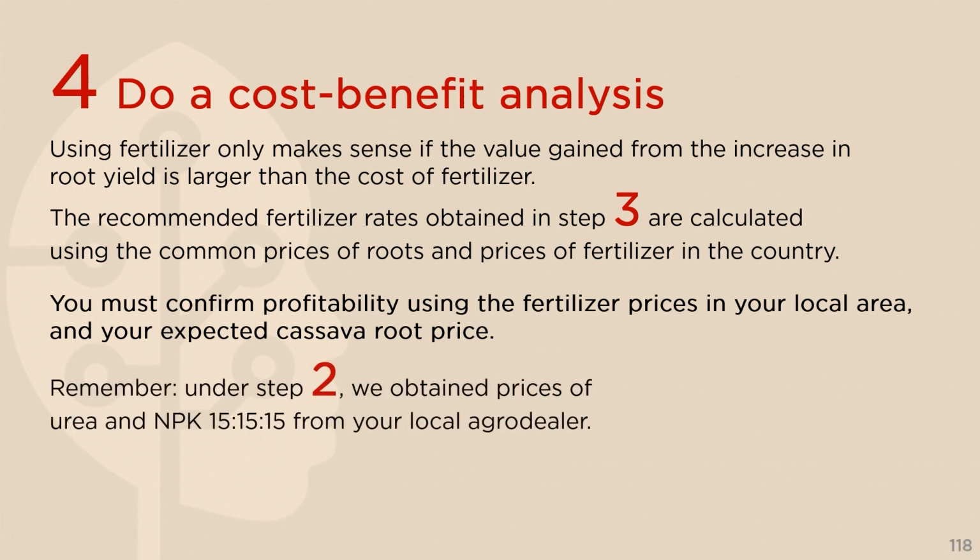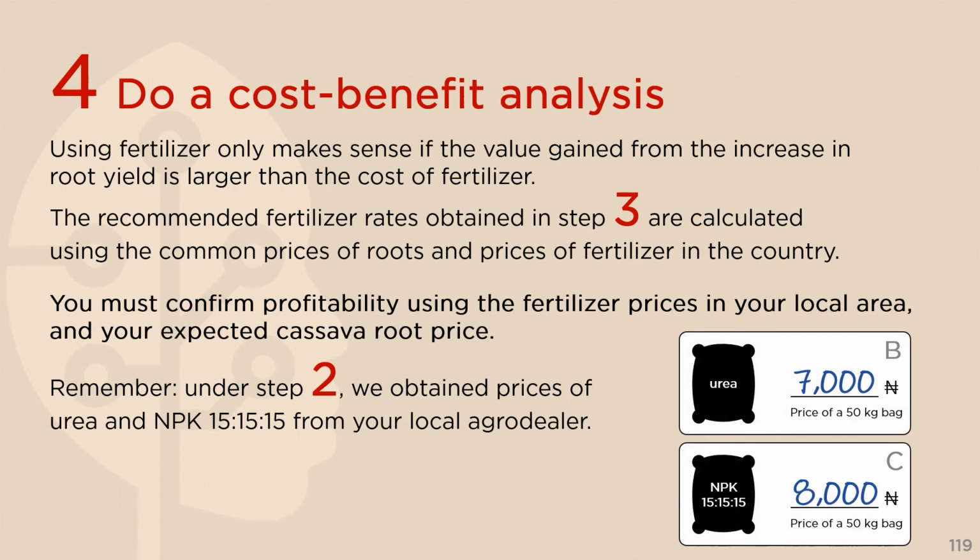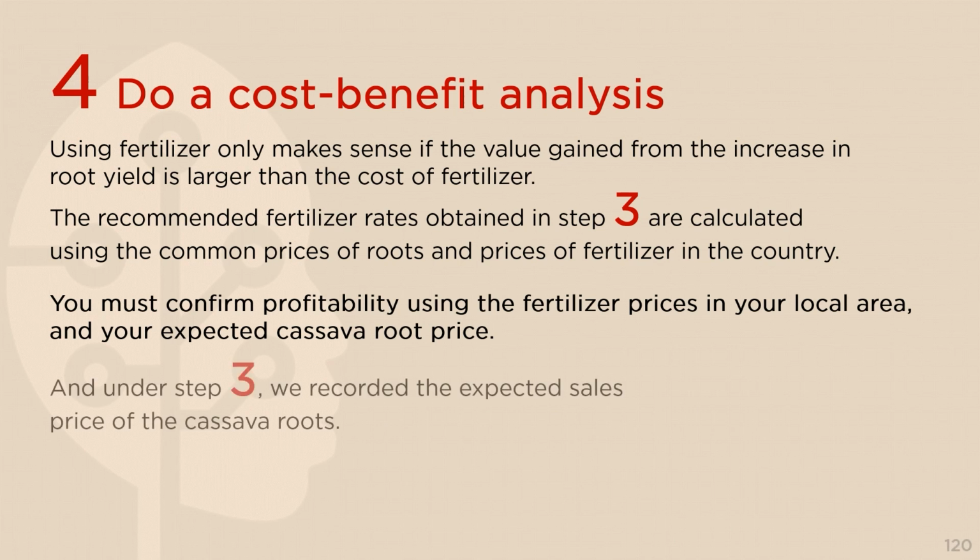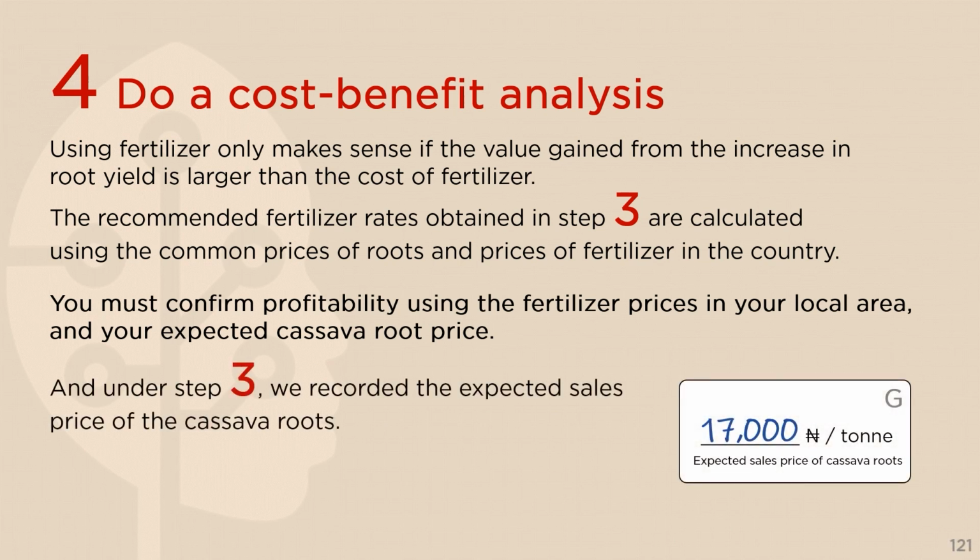Remember, in Step 2, we already obtained the prices of fertilizer from a local agro-dealer. In the worksheet, we recorded a price of 7,000 Naira per bag of urea and 8,000 Naira per bag of NPK 15-15-15. And as part of Step 3, we recorded the expected sales price of cassava roots. In our example, we assumed the price of 17,000 Naira per ton of cassava roots.